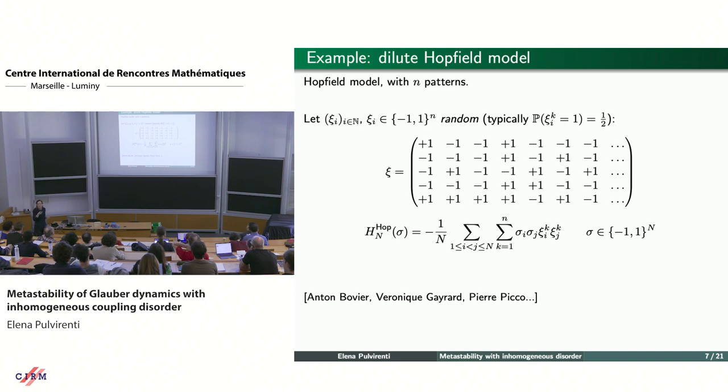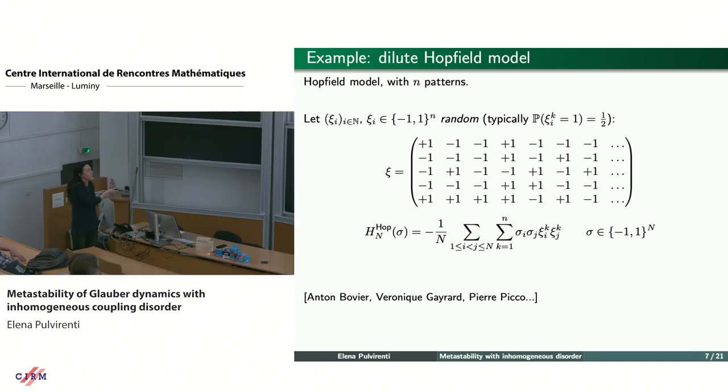If you want to picture it, the way I see this model is that imagine that here you have your chain of spins, and on top of each sigma_i, you have a column of size little n of units of memory. And the interaction between, say, this spin and this other spin depends on the scalar product of these two random vectors. Okay. This is the classical Hopfield model, which has been studied rigorously by many people, Anton Bovier, Veronique Gayrard, Pierre Picco, and many others.